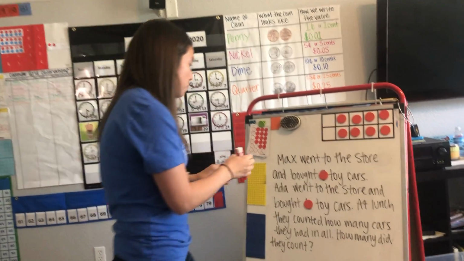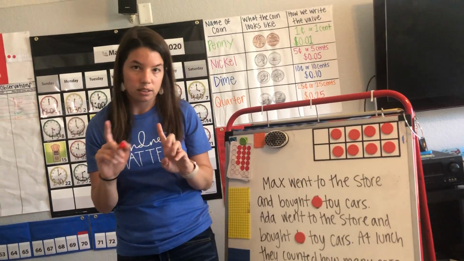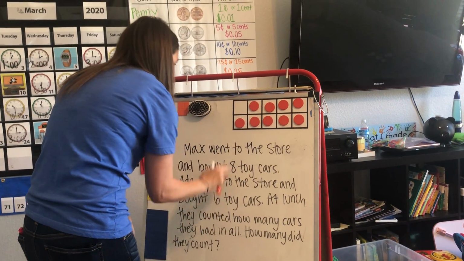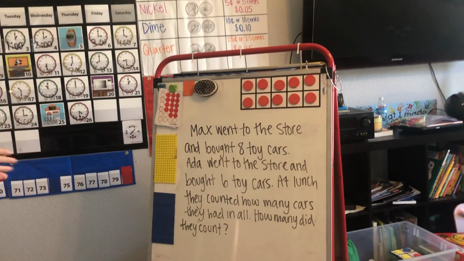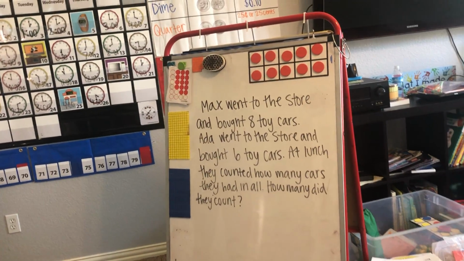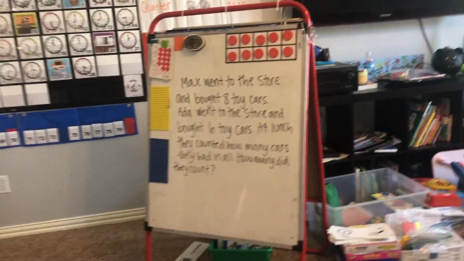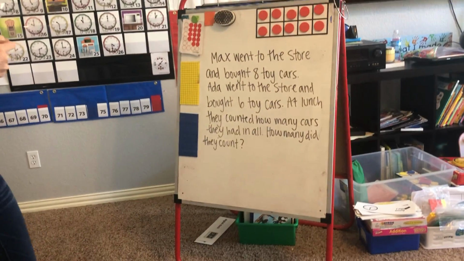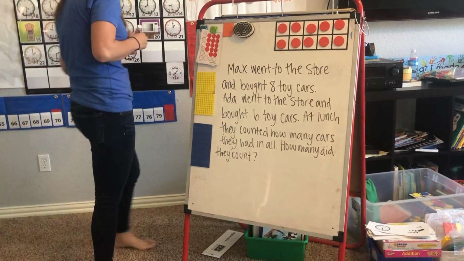All right, so now we gotta write our number sentence, but before we can write a number sentence, we need numbers. So let's see our numbers. Max went to the store and bought 8 toy cars. Otto went to the store and bought 6 toy cars. At lunch, they counted how many cars they had in all. How many did they count?